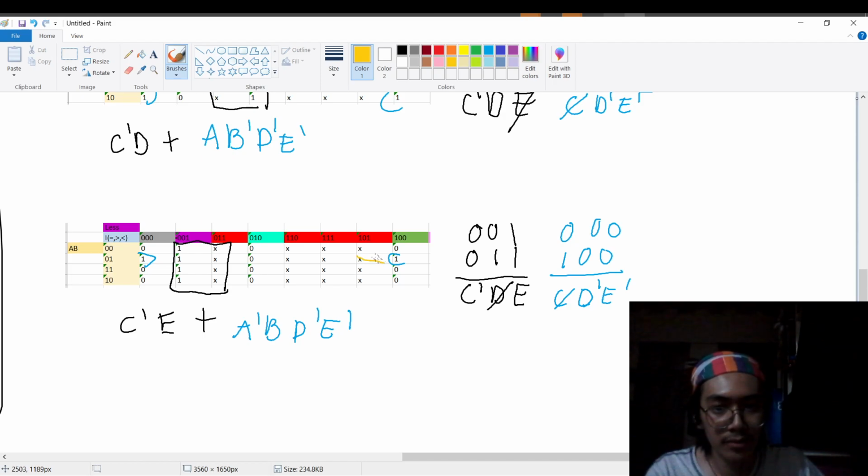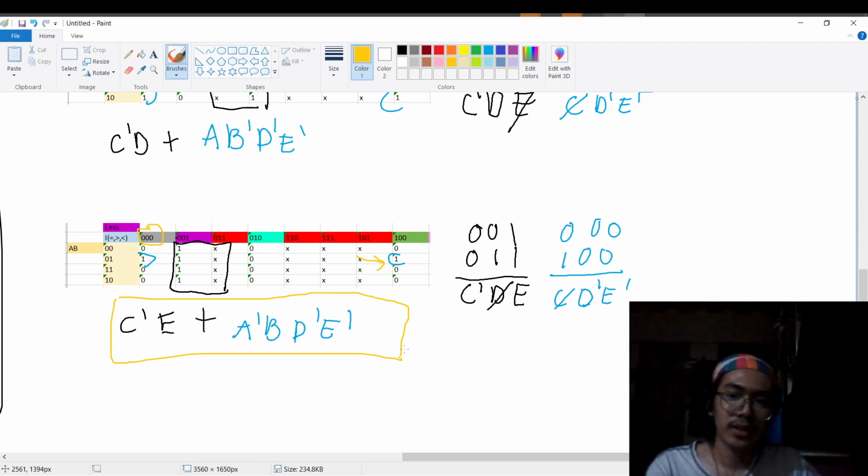And now for the sky blue group, we have two ones right here, at the column of 01. Since AB did not change, we convert it into literals, A prime B. And we look at the comparison of the columns, which is 00100. We can see that C changed from 0 to 1, so it is cancelled out. And then we get the remaining, which is D prime E prime. So this is the equation for the case for the less operation.